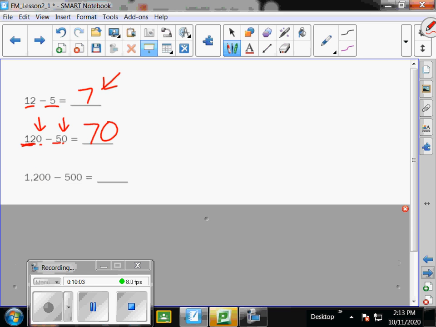So now let's look at this one. You still have 12 minus 5, but look what you have. 1200 minus 500. So 12 minus 5 is 7, but then it's not just 7, it's 700.